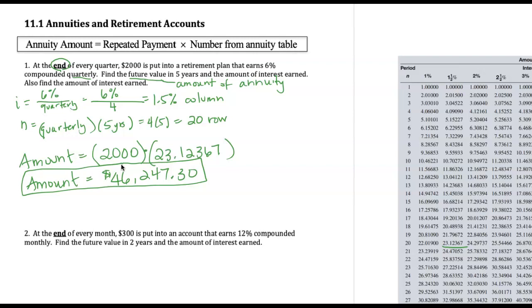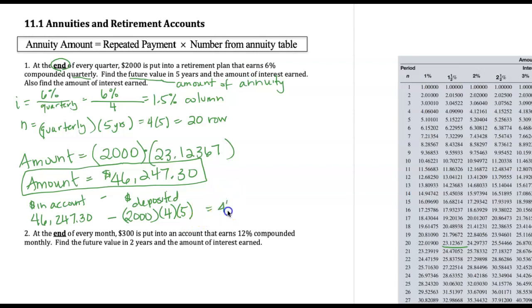The second part is to calculate the interest earned. I like to calculate the interest earned as a comparison of the money in the account minus the money that was invested, or the money deposited. Now we know the amount in the account is $46,247.30. The money deposited was not a one-time $2,000 deposit, but $2,000 were deposited 4 times a year quarterly for 5 years.